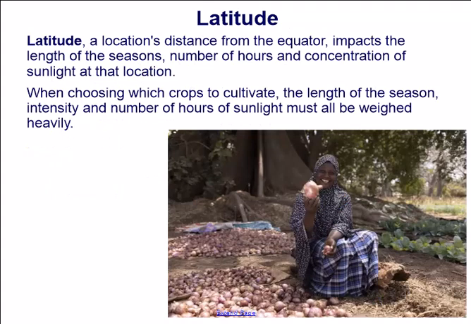Latitude. A location's distance from the equator impacts the length of the seasons, number of hours, and concentration of sunlight at that location. When choosing which crops to cultivate, the length of the season, intensity, and number of hours of sunlight must all be weighed heavily.